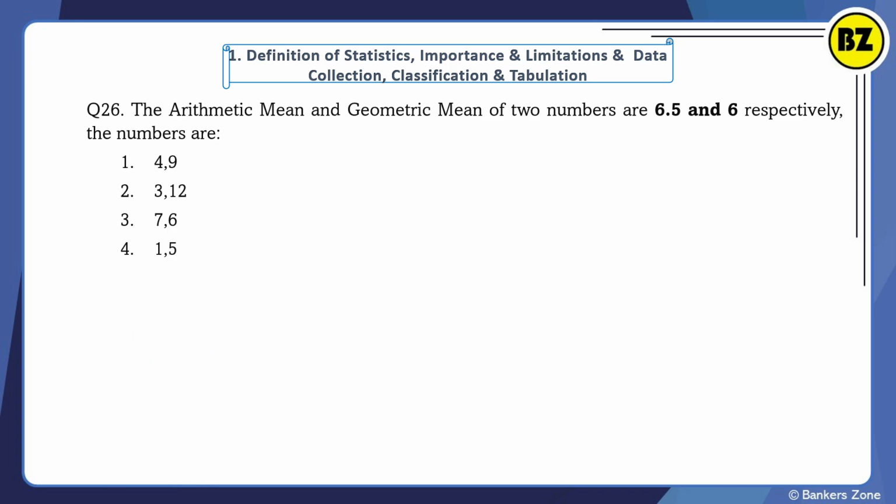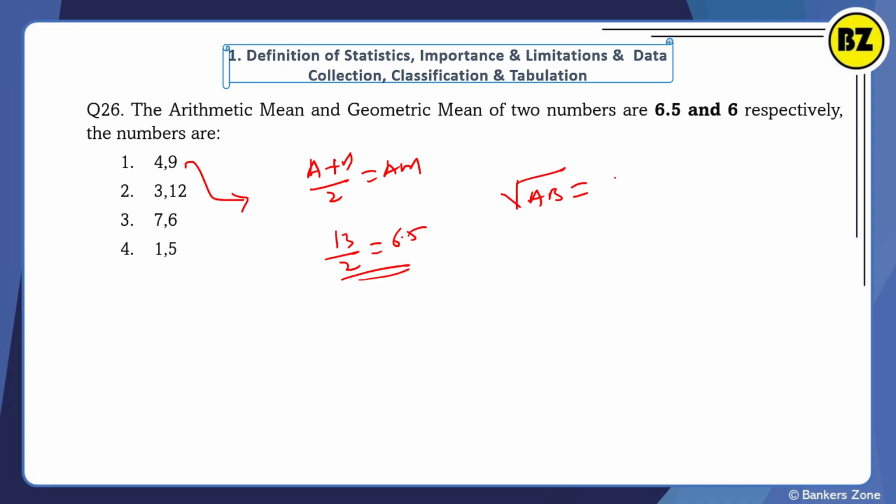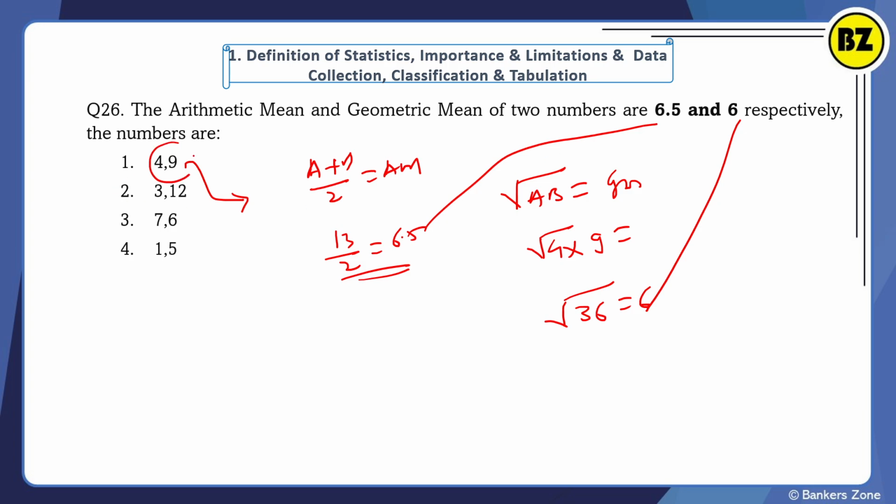For example, I will tell you how to identify it easily. (A plus B) upon 2 is equal to the arithmetic mean. Take 4 and 9. 4 plus 9 is 13, upon 2, that is 6.5. So it is matching, right? Next, what is the geometric mean? Under root of A into B is the geometric mean. Under root of 4 into 9, is equal to under root of 36, which is 6. So it is matching, right? So 6 is here, 6.5 is here. So we can easily say 4 and 9 is the correct option.